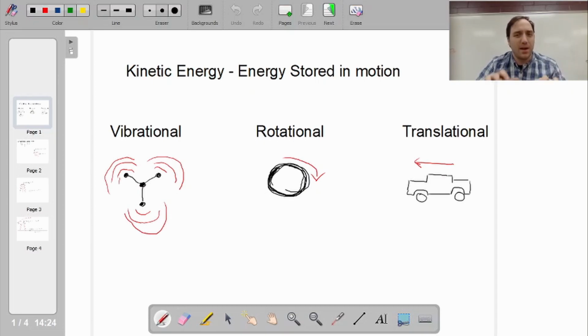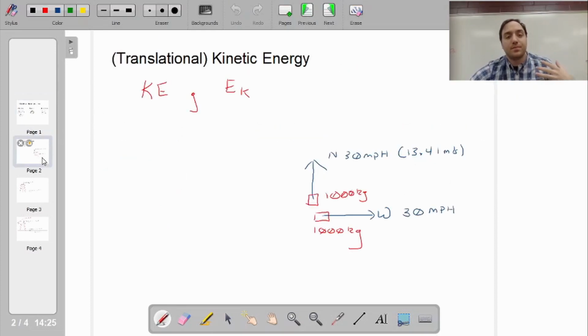For simplicity's sake, right now we're going to focus on translational, which is objects moving in a notable direction. Typically, we're talking about cars, falling objects, the stuff we've been talking about all year. Translational kinetic energy is the net movement of an object, specifically moving from point A to point B. We're talking about discrete and notable movement. Roller coasters, cars driving, etc. Translational kinetic energy is the only type of energy that we're going to be talking about right now.